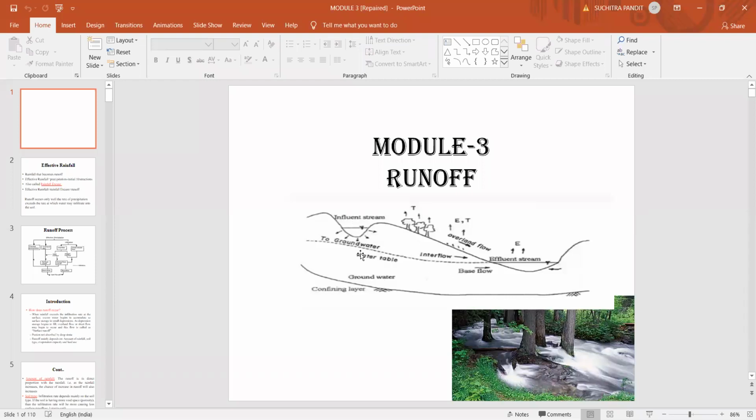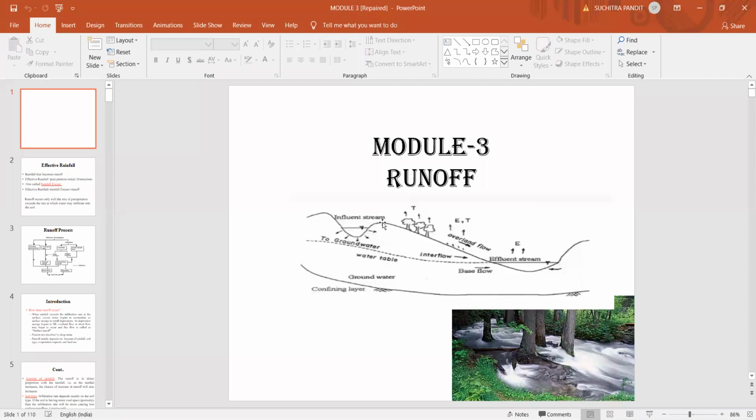Now, in this figure, you can see there are two types of streams. One is the influent stream, the other one is the effluent stream. The difference between the influent stream and the effluent stream, you can see from the water surface in both the streams. In this case, the stream feeds the groundwater. So those streams which feed the groundwater or build up the groundwater.